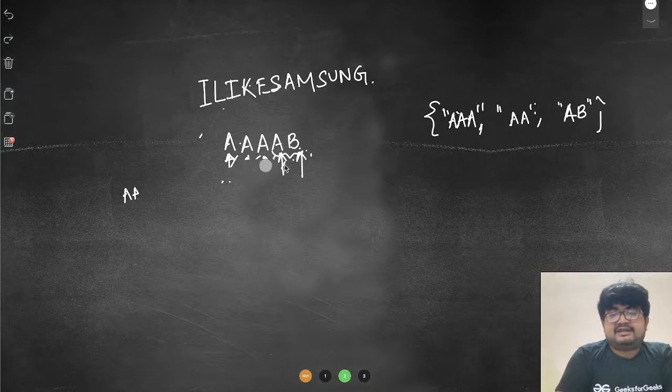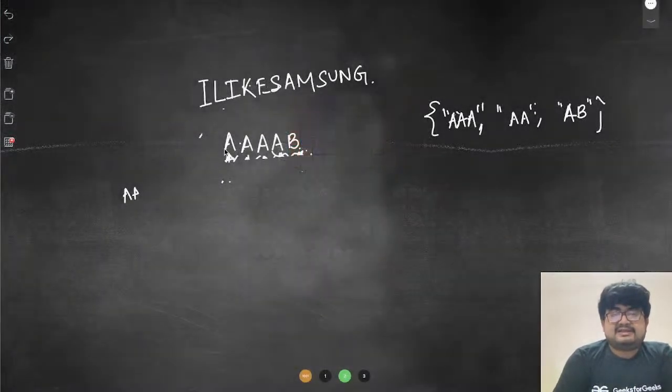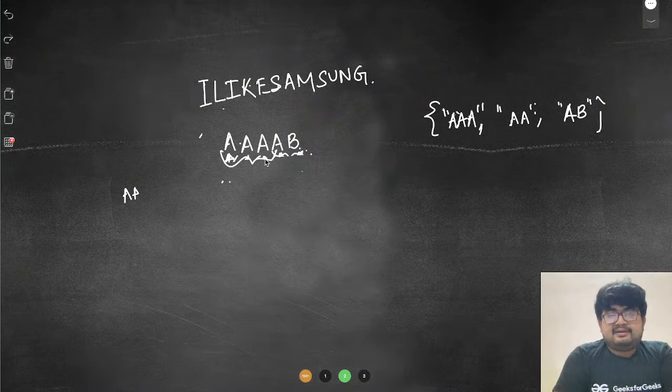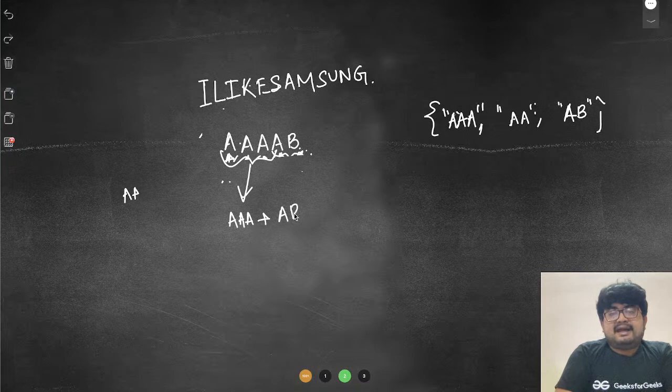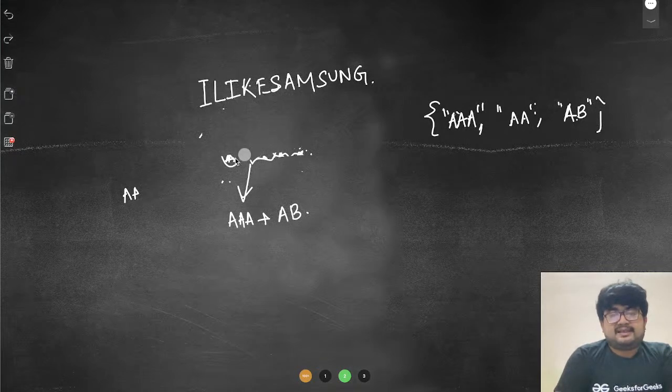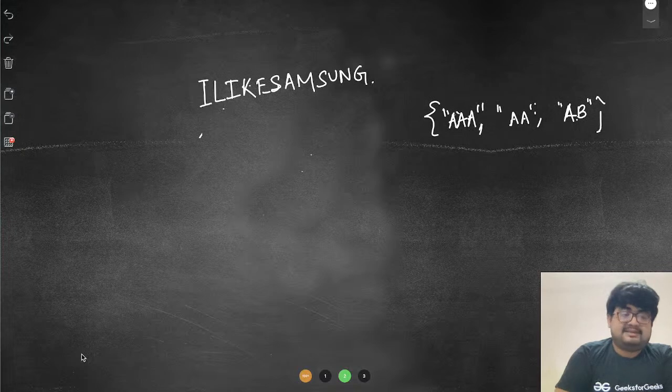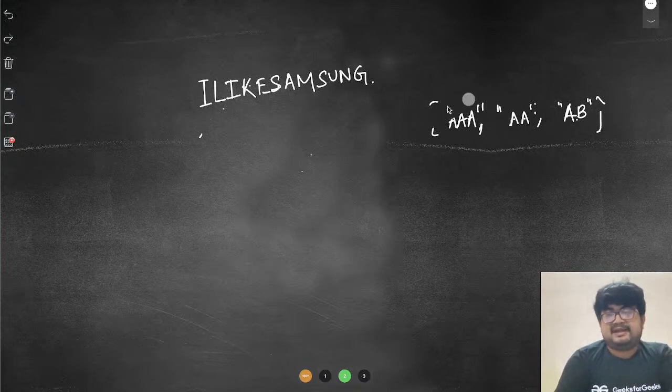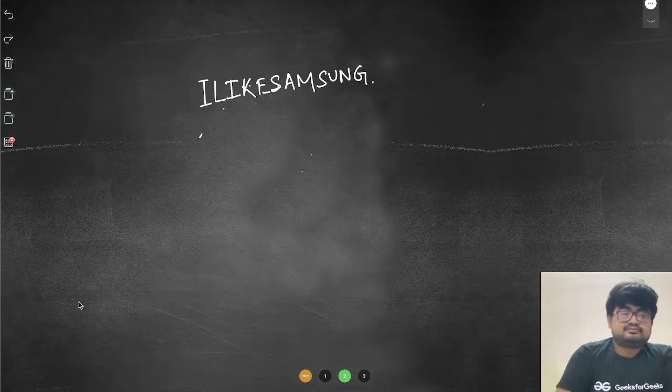What you should have done here instead was group these three A's, AAA, so this would be AA plus AB, and now this is actually present, right? And this is a valid mapping. So definitely a greedy-like solution would not work, so we have to go with DP, right?